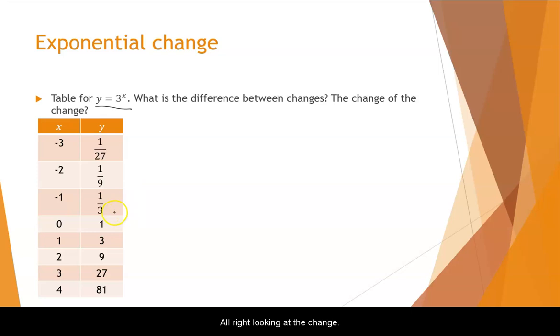All right, looking at the change. Again, I'm going to gloss over the fractions and go with the whole numbers. So this is an increase of 1 to 3. That's an increase of 2. This is an increase of 6. Gosh, what is that? 18, right? Yep. And then 81 minus 27 is 54. So these numbers, 2, 6, 18, and 54, are not represented in the table.